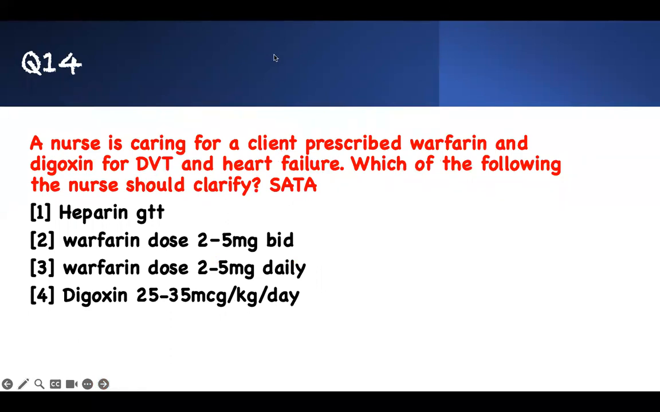What do we have here? Select or apply again. A nurse is caring for a client prescribed warfarin and digoxin for DVT and heart failure. Which of the following should the nurse clarify? So what is being asked? I have heart failure, I have digoxin, and I have warfarin. Which of this information do I need to clarify? Heparin drip, yes, you can't start warfarin without a heparin drip. So this is good.